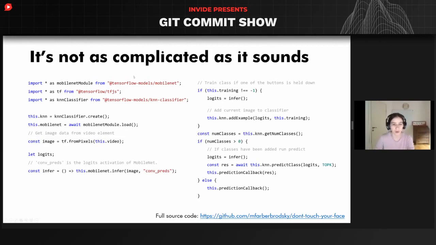So we're importing MobileNet, which is this trained neural network. We're loading it. And then each time we get an image, we take it from the video element. We run the MobileNet on it. We infer, we run the prediction of the MobileNet. And then if we're training, we add it as an example to the k-nearest neighbors model. And whenever we're predicting, we're first running the MobileNet model, we're inferring, and then we run the k-nearest neighbors over it, and that's our prediction.